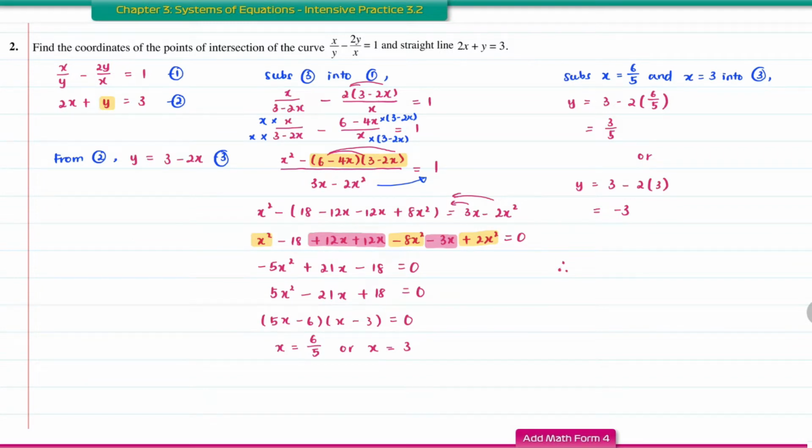So the first coordinate is when the x is equal to 6 over 5, the y is equal to 3 over 5. So that is the first coordinates of the intersection point. And the other one will be when the x is equal to 3, the y is equal to negative 3.